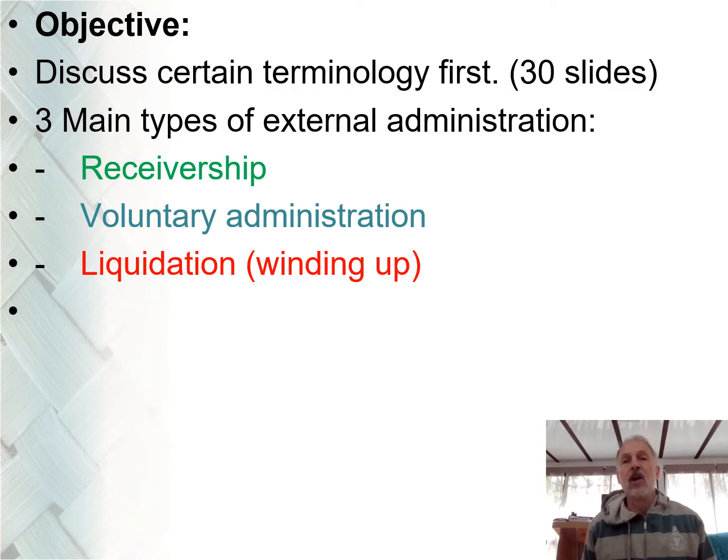Then we will look at the 3 main types of external administration. And I can already give them to you. It's receivership. We're going to look at receivership, and we're going to distinguish that from voluntary administration. And then we will also look at liquidation, winding up of a business.